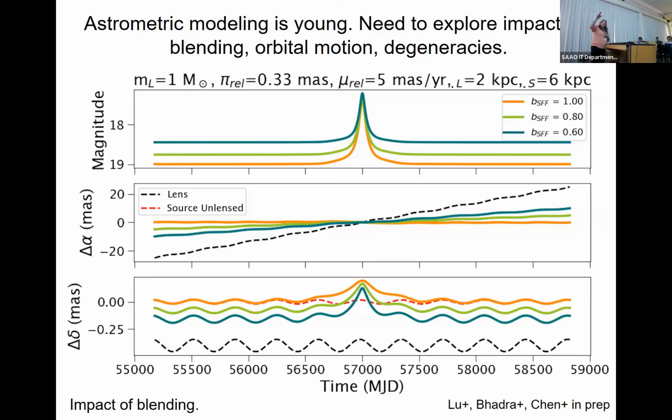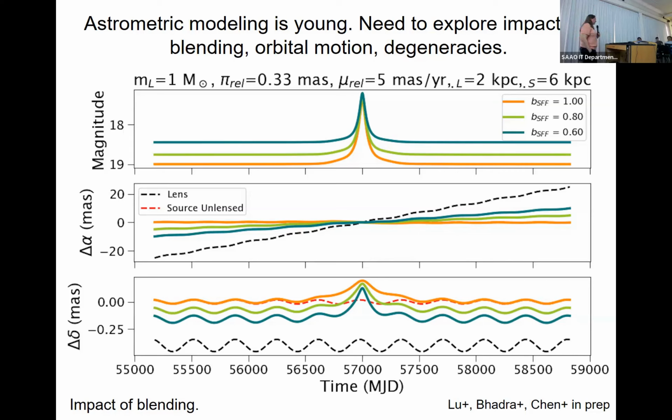So what I'm showing you here are the photometric light curves at the top. These are all point source, point lens events, but with different blendings. The unblended case is the orange, and then increasing blending into green and blue. The two bottom plots are the RA change with time and the DEC change with time. Again, blended and unblended. And the lens is in black and the source is in red, which is under the orange. You can barely see it. The bottom is where most of the astrometric microlensing signal is, so focus on that one for now.